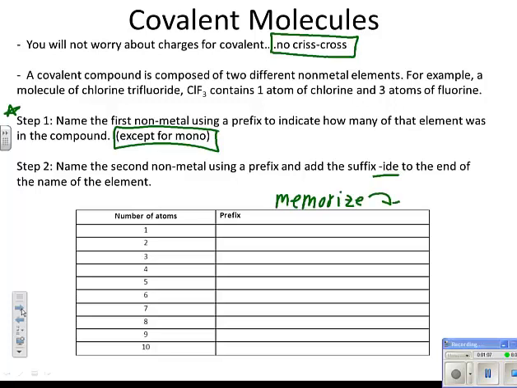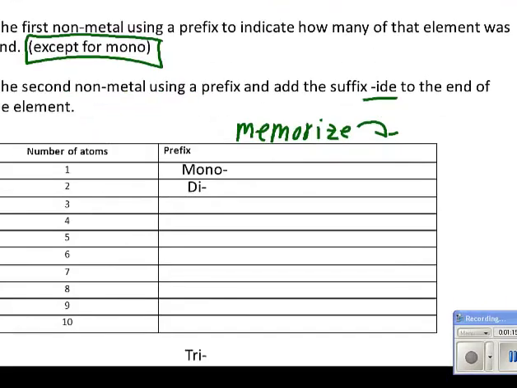Okay? So 1 is mono. Remember, you don't use those when you're talking about the first element. It'll sound weird. You'll see in a bit. 2 is di. 3 is tri. 4 is tetra. Penta, hexa, hepta, octa, nona, and deca. Go ahead and pause it and write these down if you need to. Most of these you've seen before, at least a little bit.